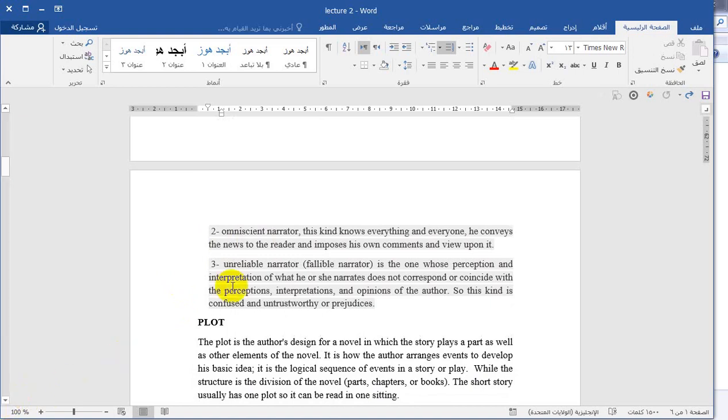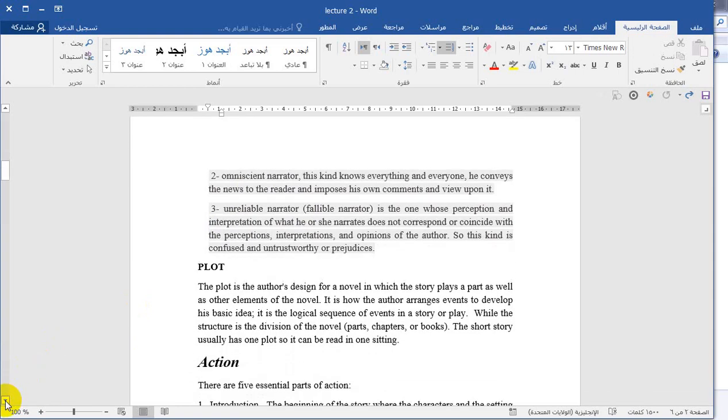The last kind of narrator is the unreliable narrator. This is, I mean, a rather tricky or dangerous kind of narrator. It is the one whose perception, narration, and interpretation of what he or she narrates does not correspond or coincide with the perceptions, interpretations, and opinions of the author. This kind is confused and untrustworthy or prejudiced. Why? I mean, this kind of narrator is something like a trick, something like lies.